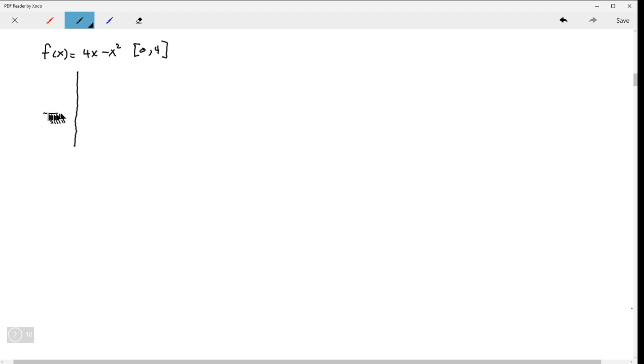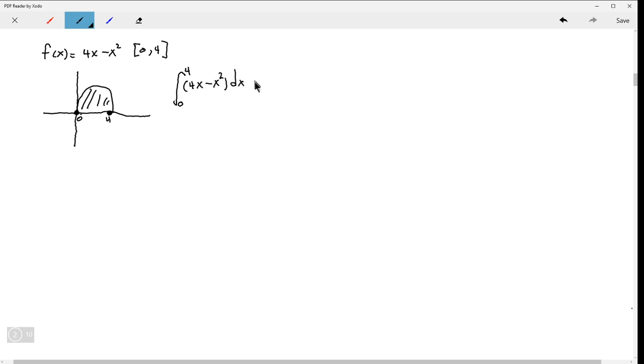So for this one, you can put it on your calculator and you can see. From 0 to 4, it's not a very good axis, but you get the idea. This function basically does that. So this is the area that we're looking at. Everything is above the x-axis, so there are no issues here. We can just take the antiderivative, right? So we do the antiderivative over the interval 0 to 4, 4x minus x squared dx.